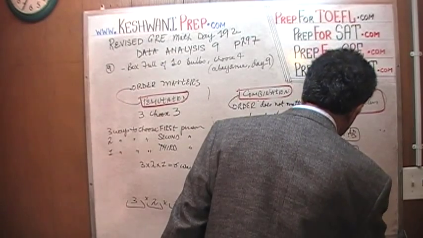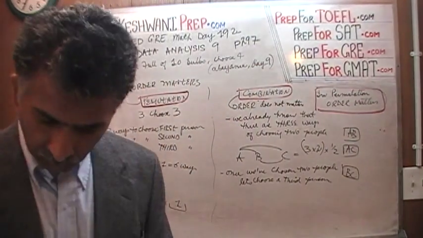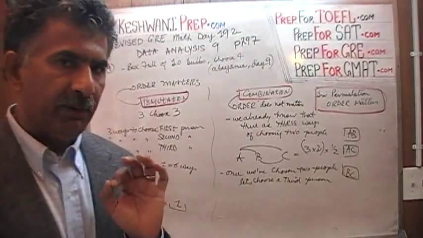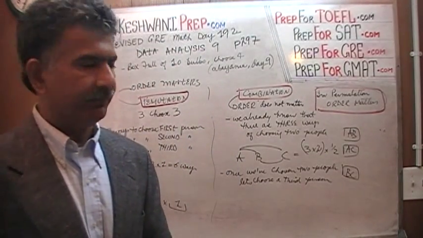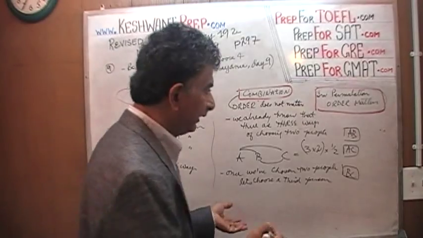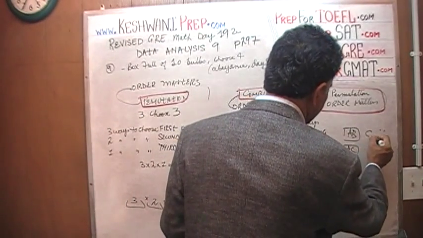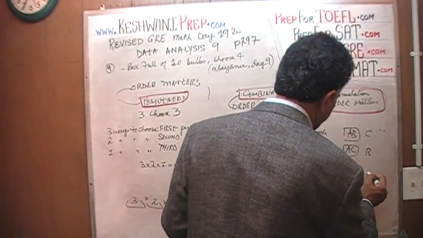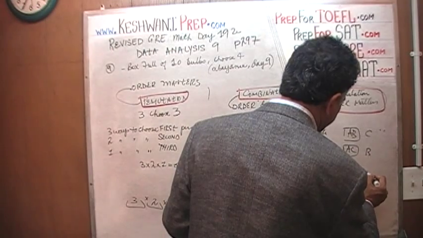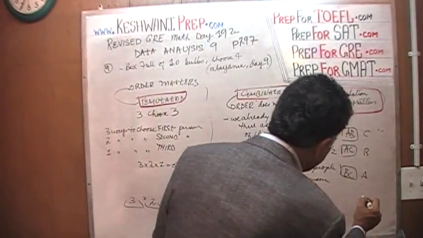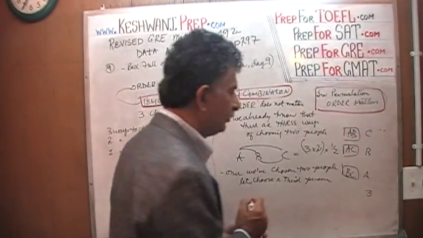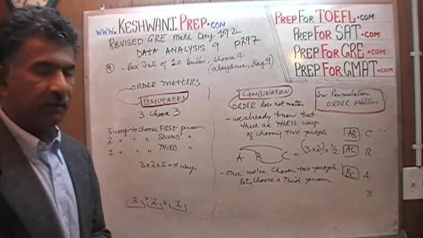Think of them as blocks. 2 people have already been chosen. The question is, how many different ways can I pick a third person? There are 3 different ways of picking a third person. I can either have a C, or a B, or an A. There are 3 different ways of choosing a third person.